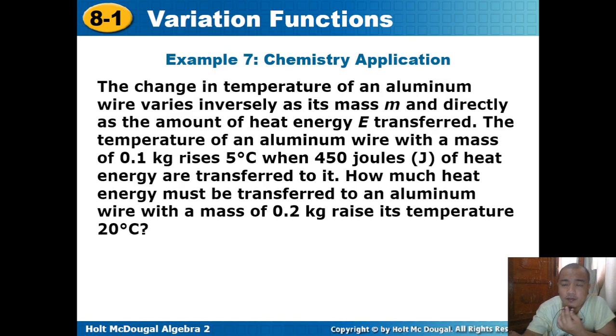We have here a chemistry application. The change in temperature of an aluminum wire varies inversely as its mass m and directly as the amount of heat energy E transferred. The temperature of an aluminum wire with a mass of 0.1 kg rises 5 degrees Celsius when 450 joules of heat energy are transferred to it. How much heat energy must be transferred to an aluminum wire with a mass of 0.2 kg to raise its temperature 20 degrees?